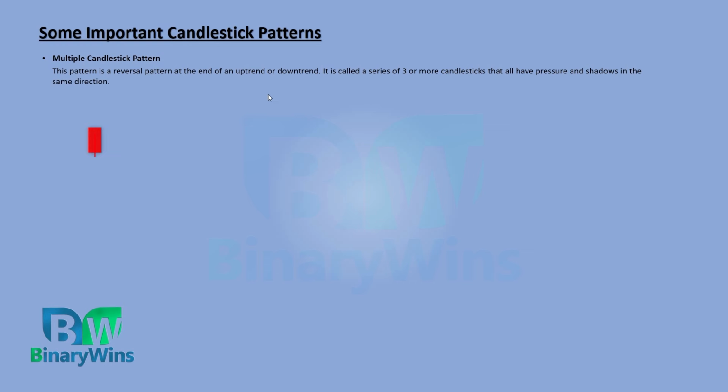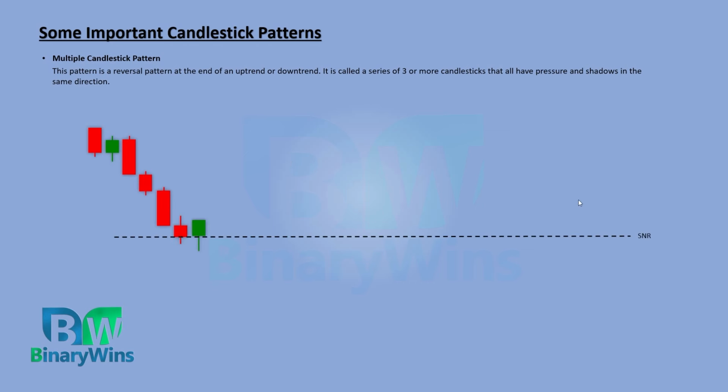For example, look at this downtrend. After reaching a support level, several candles with pressure and rejection from this level form in a row. So after the first candle that has crossed this straight range is formed, we can enter a higher trade.